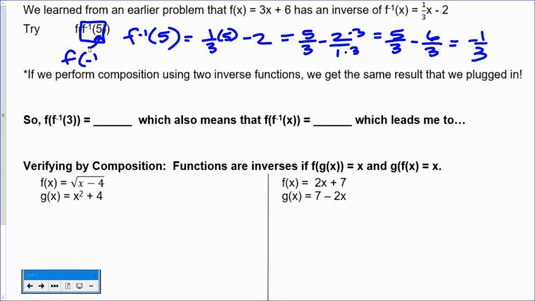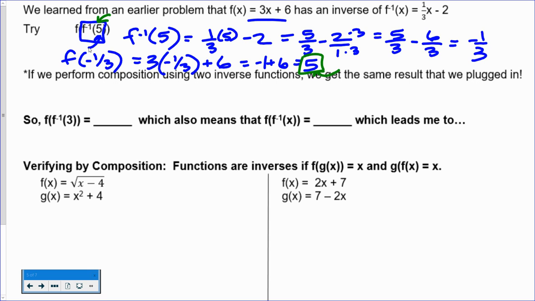So now I'm plugging in negative 1/3 in place of the x in f of x. So here's my f of x: 3 times negative 1/3 plus 6. If I take 1/3 of 3, that would just be 1, but it's negative. So negative 1 plus 6 is 5. I went through that pretty quick, but what I want you to see is that what I plugged in was 5, and what I got back out was 5.